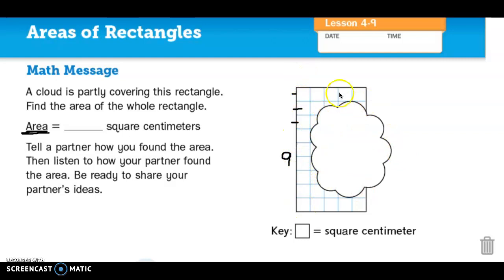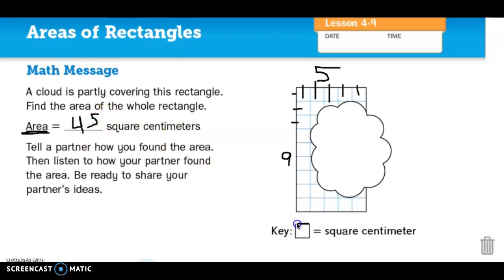How many are in each row? 1, 2, 3, 4, 5. What's our multiplication problem? 9 rows of 5. We have a 9 by 5 rectangle. That means we need to multiply 9 and 5. What's 9 times 5? Well, hold up 9 fingers and count by 5. 5, 10, 15, 20, 25, 30, 35, 40, 45. What is the area of our rectangle? Our area is 45 square centimeters.